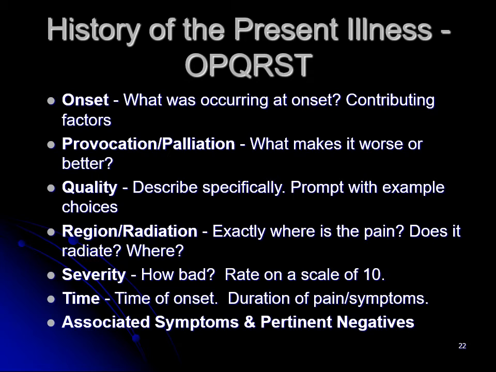Quality: describe specifically, prompt with an example choice. Region, radiation: exactly where is the pain? Does it radiate? If so, where? Severity: how bad? Rate on a scale of 0 to 10. Time: time of onset, duration of pain and symptoms. Associated symptoms and pertinent negatives.